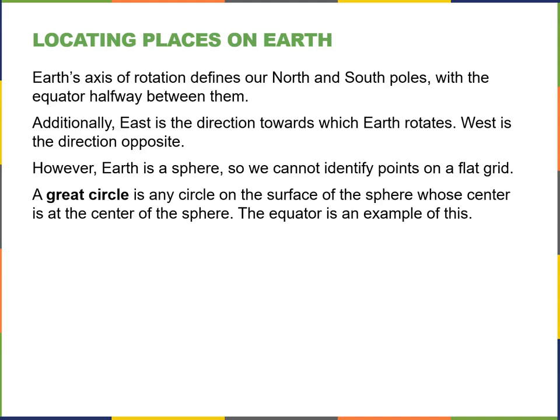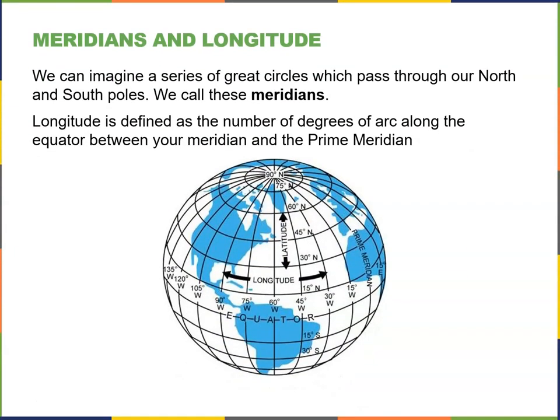A great circle is a circle whose center is also the center of a sphere. For example, the equator is a great circle. We label the other great circles as meridians. Longitude is defined by the number of degrees between your meridian and a designated prime meridian.